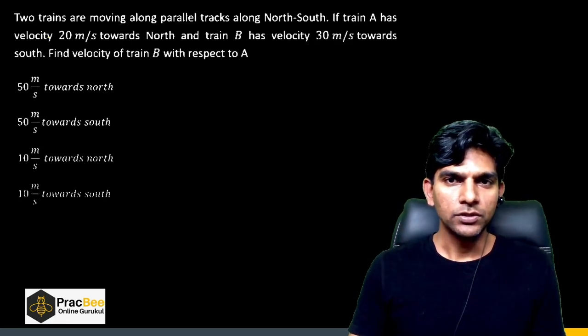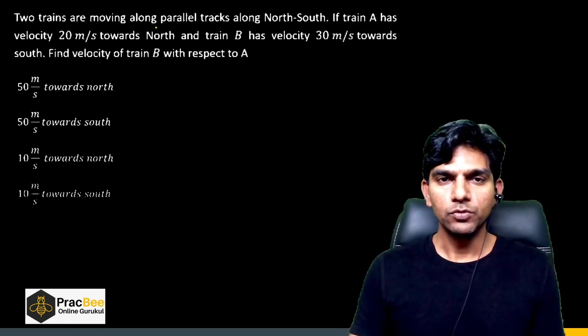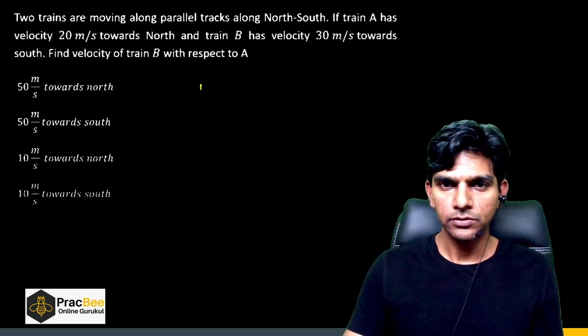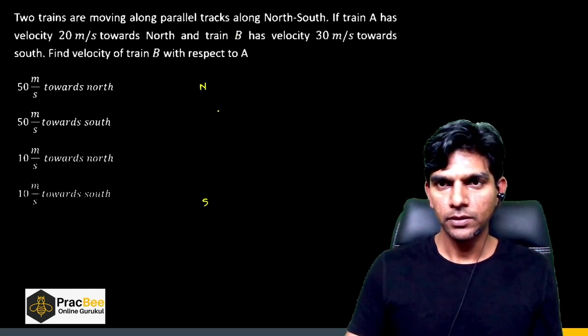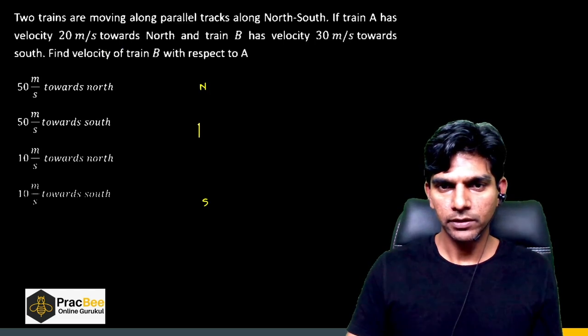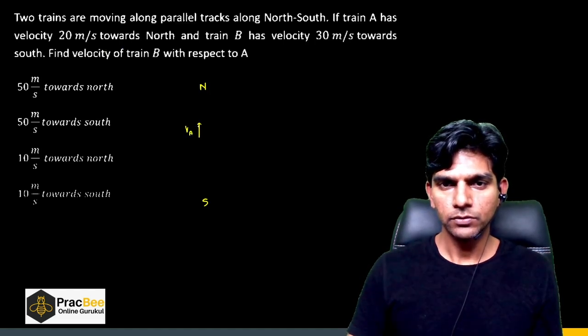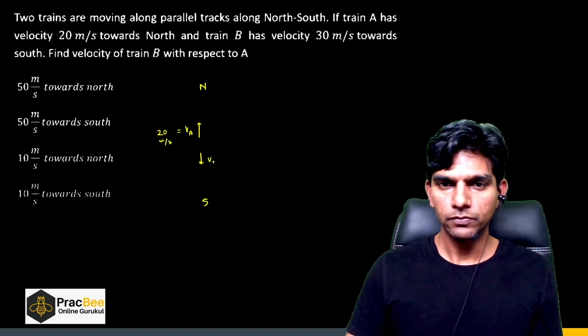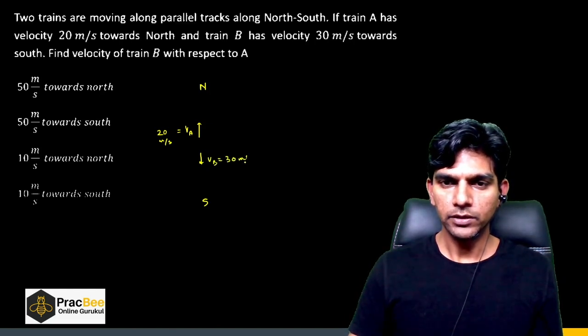Now the next question is from relative motion. Two trains are moving along parallel tracks from north to south. So let us say this is north and this is south, and there are two trains. Train A has a velocity of 20 meters per second towards north, and train B is going towards south with a speed of 30 meters per second.